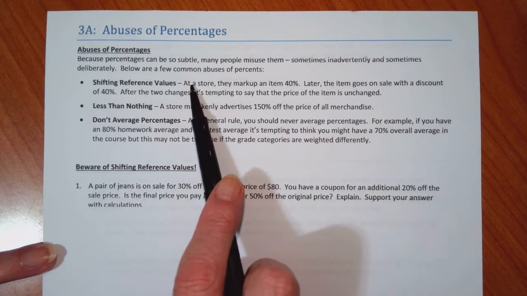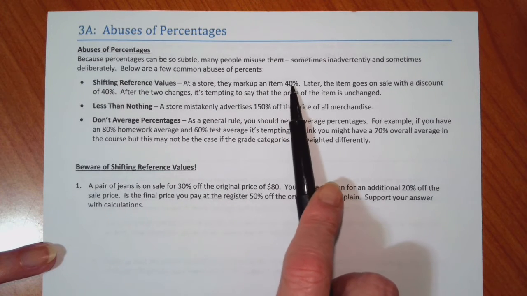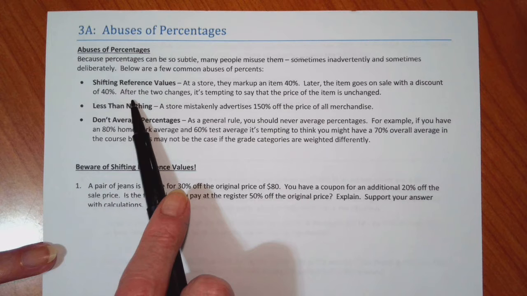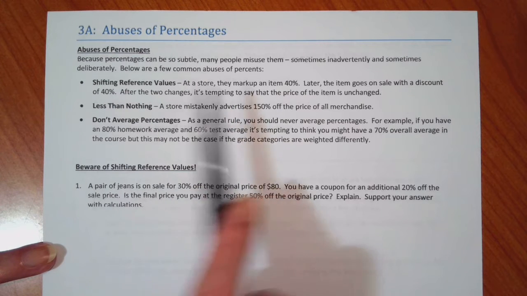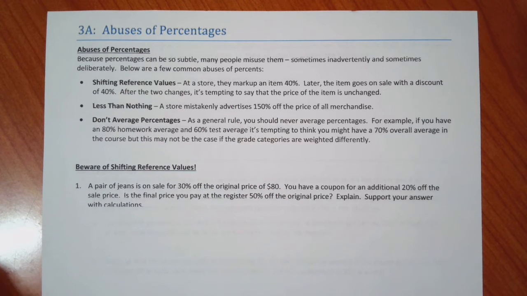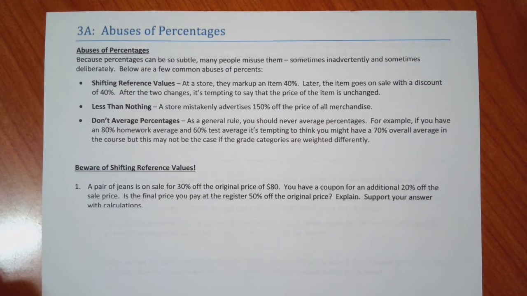Okay. At the store, they mark up an item 40%, then they say it goes on sale for 40%. After the two changes, it's tempting to say that the price of the item is unchanged. That is not true, and that's because the reference value has shifted, and we're going to show you one with salary. The other one is that the advertising you will see the most is in this first example here about the jeans.